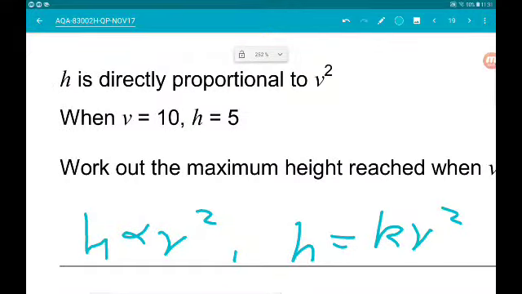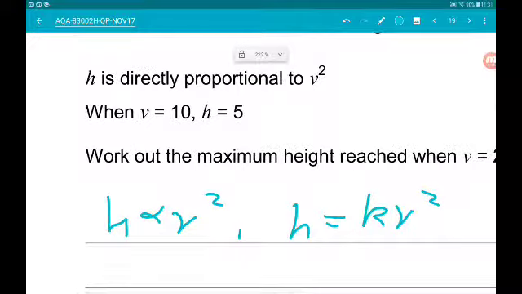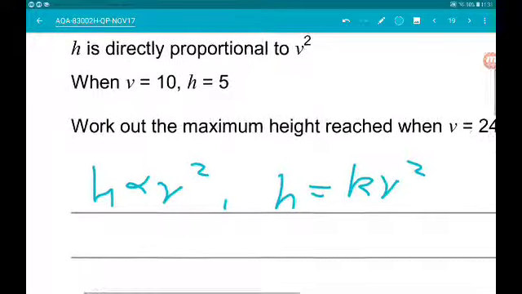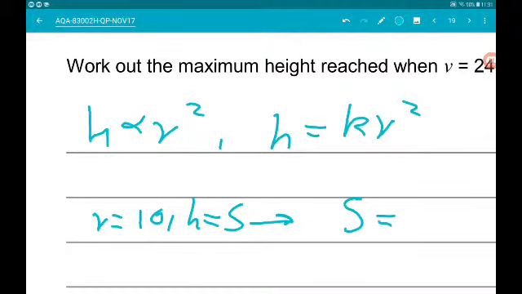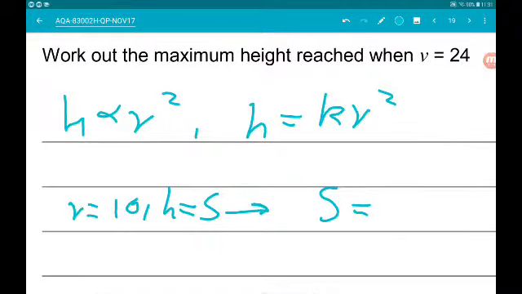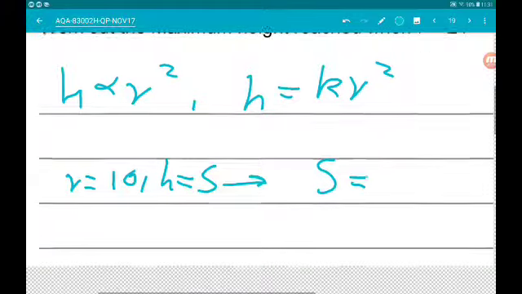We're told that when v is 10, h is 5, so we can use that to work out the value of k. So, when v is 10, h is 5. It's going to give us 5 is equal to k times 10 squared. So 100k.